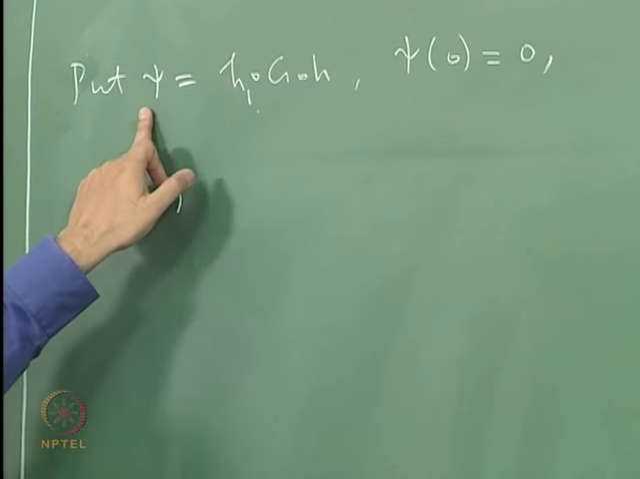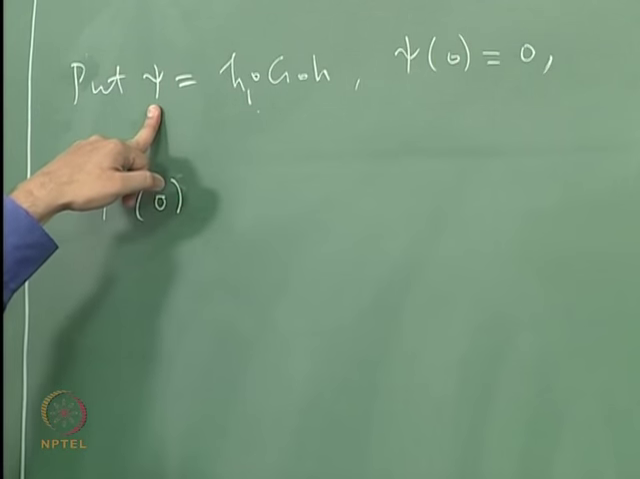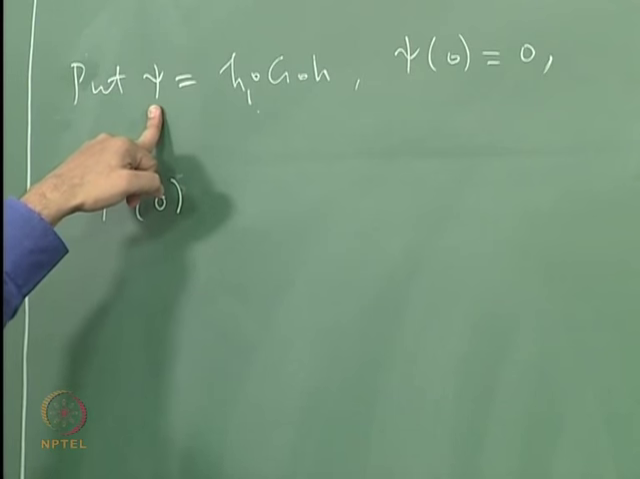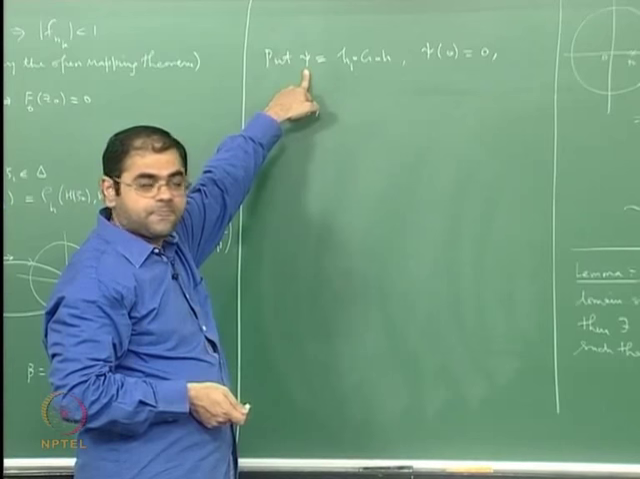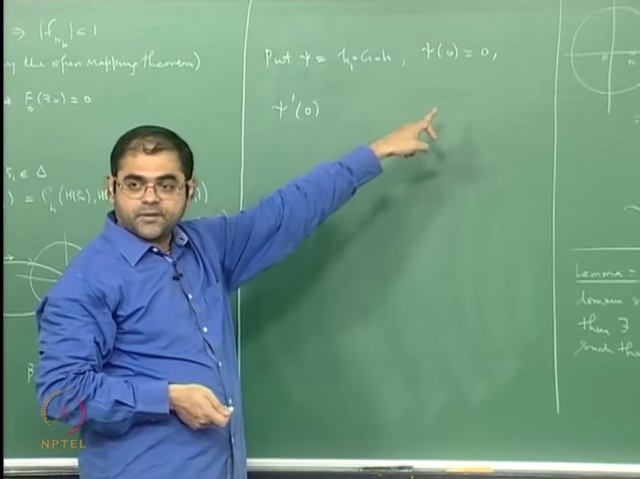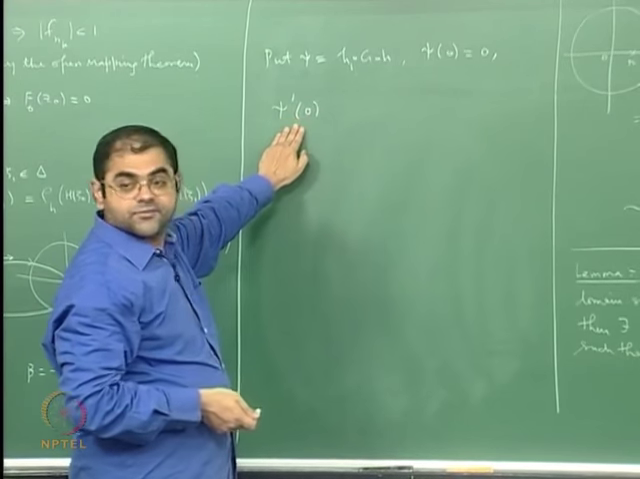So psi is of course an isomorphism because it is injective, it is a composition of 3 injective maps, so it is an injective map, so it is an isomorphism. It takes 0 to 0, okay. Calculate the derivative of psi at the origin.